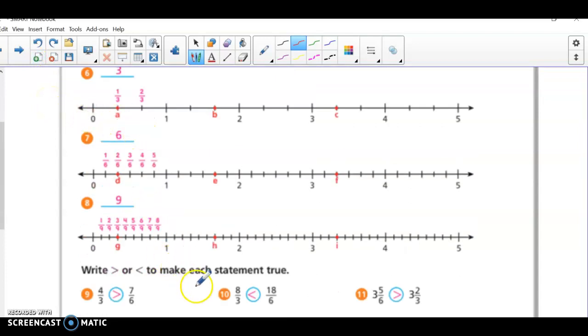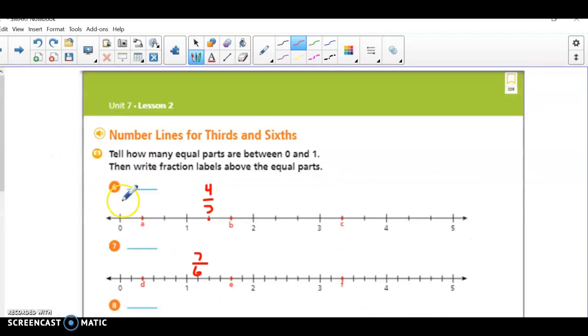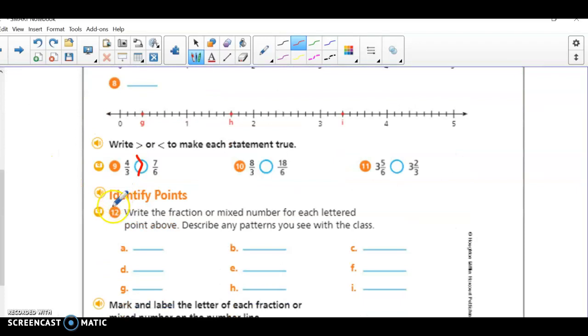Now, for number 10, 18/6 was larger than 8/3 because you're counting 18/6 away from 0 and then 8/3 away from 0 as well. 8 of these thirds away from 0, and you're going to find 18/6 is further away. And same thing with 3 and 5/6 is further away from 0 than 3 and 2/3 is. Good. Now let's get on to the last part.